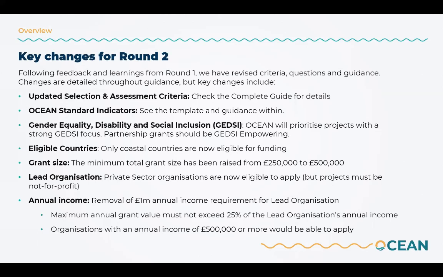The grant size has changed from the minimum total grant size that we had last year, 250,000. Now the minimum is 500,000. And lead organizations could be private sector organizations because they are now eligible to apply, but projects must be not for profit. And finally, the 1 million pounds annual income requirement for lead organizations that we had last year has been removed. So now the maximum annual grant value must not exceed the 25% of the lead organization's annual income, and organizations with an annual income of 500,000 or more will be able to apply.